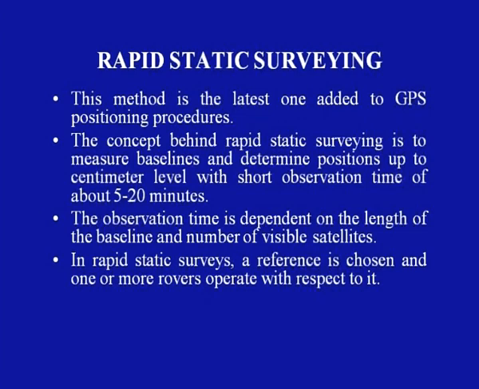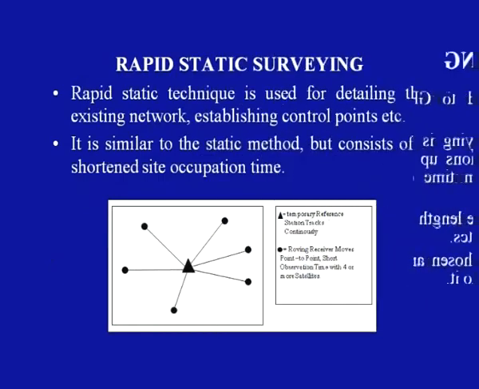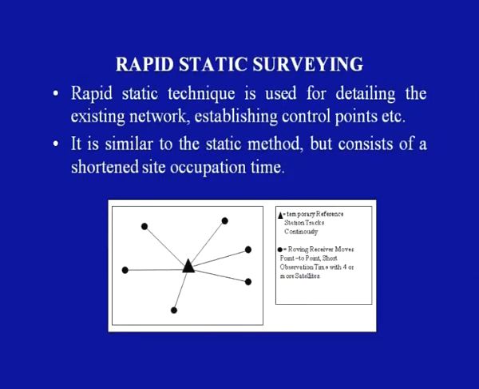The observation time is dependent upon the length of the baseline and the number of visible satellites which are available at that time. In rapid static surveys, a reference is chosen and one or more rover GPSs operate with respect to it. The rapid static technique is used for detailing the existing network, establishing control points, etc. It is similar to the static method, but consists of a shortened site occupation time.